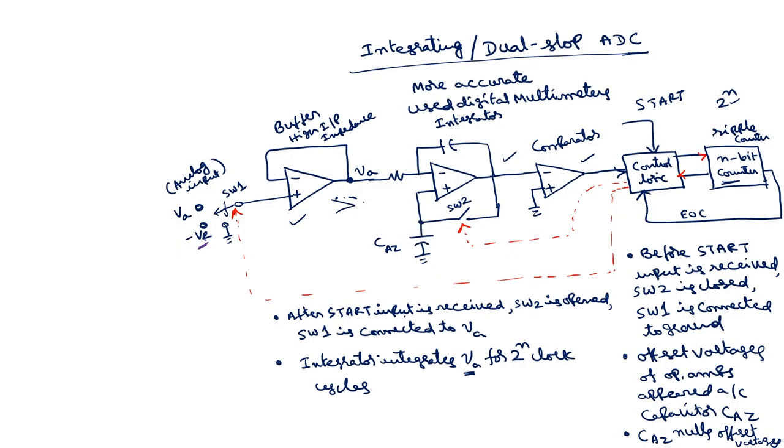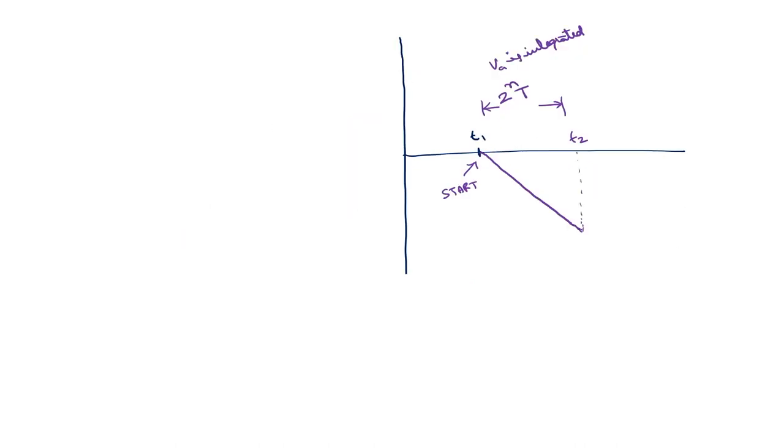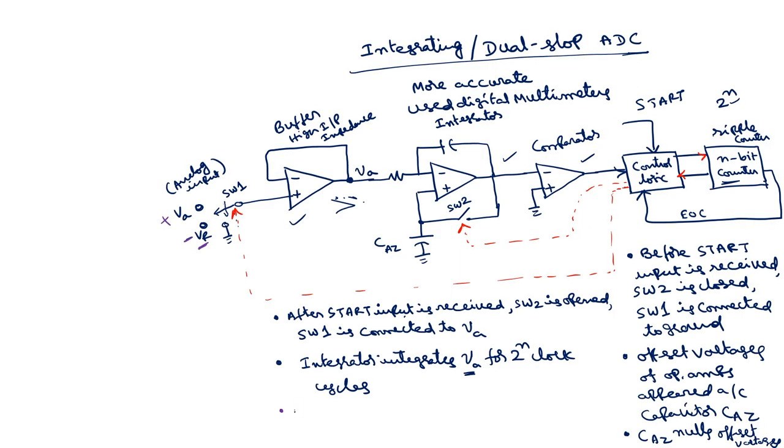Then we will apply this switch position to minus VR. Now because these two are of opposite polarity, this is plus and this is minus, the output of this integrator will be in the reverse direction. Now this will decrease in this fashion. Let us assume that this will come to zero in n clock signals. So after 2 raised to the power of n clock cycles, the counter resets.